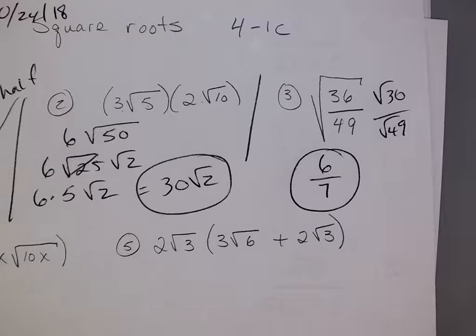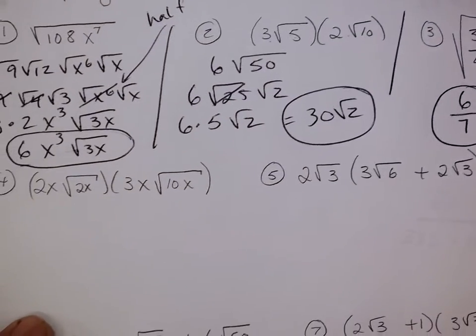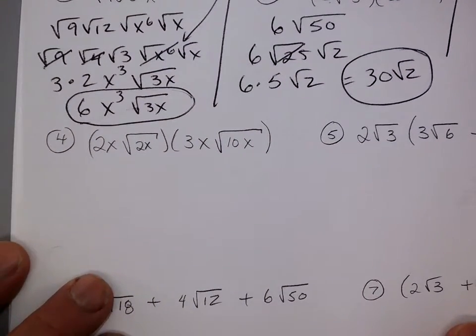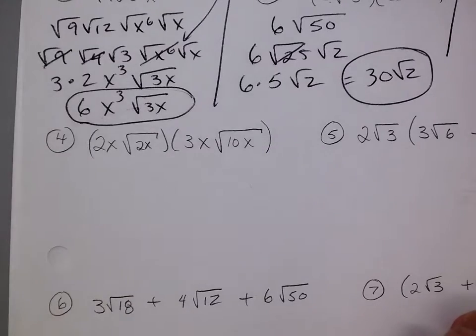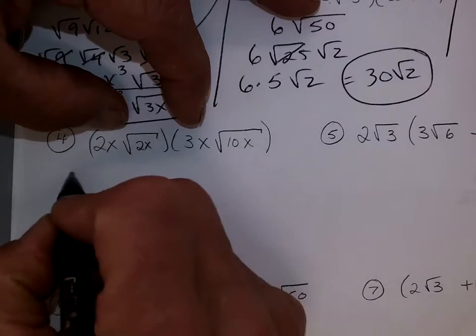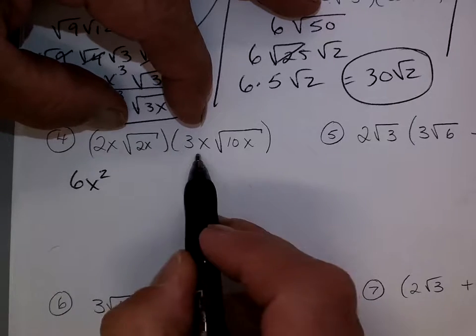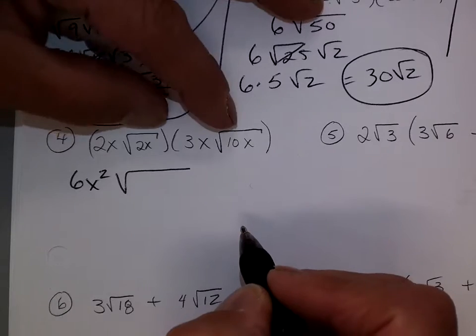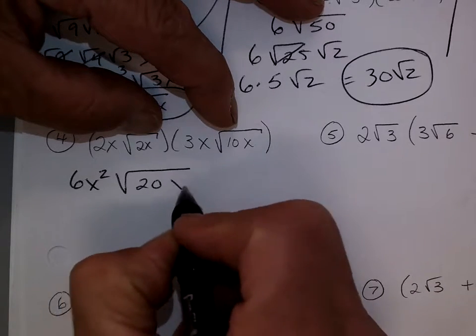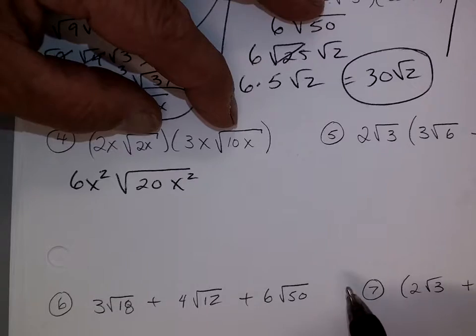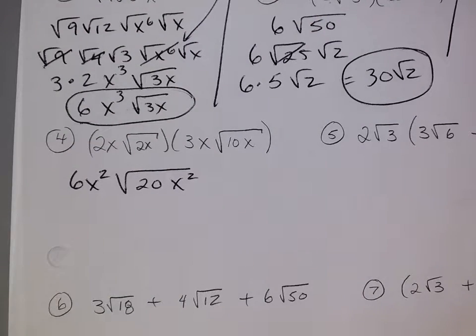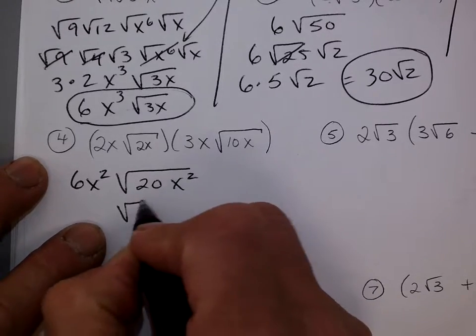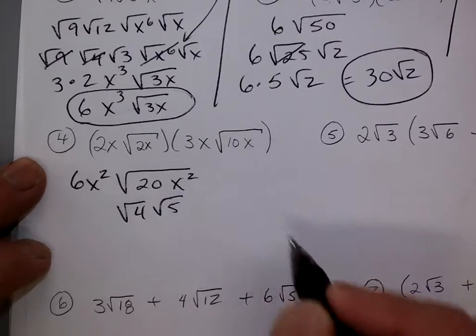Okay, number 4. Slide it on up, okay? So, a little bit harder, but we can do it. Multiply. I'm going to get a 6x squared, right? 2x times 3x, 6x squared. Everybody agree with that? Square root of, let's see, I'm going to get a 20x squared inside the root. Now, I'm not done because x squared, I can take half of that, and 20 I can break up. So break 20 up into 4 and 5, right?